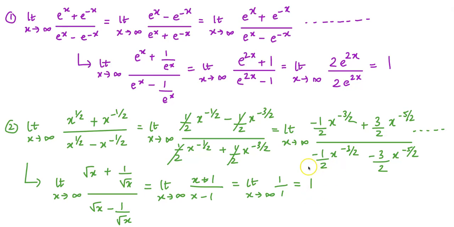And I think this answer makes sense to me again, because square root of x is going to get larger and larger. 1 over the square root of x is going to tend to 0. So essentially the square root of x plus 1 over the square root of x is the same as the square root of x minus 1 over the square root of x, as x gets larger and larger. So this thing is going to tend to 1.